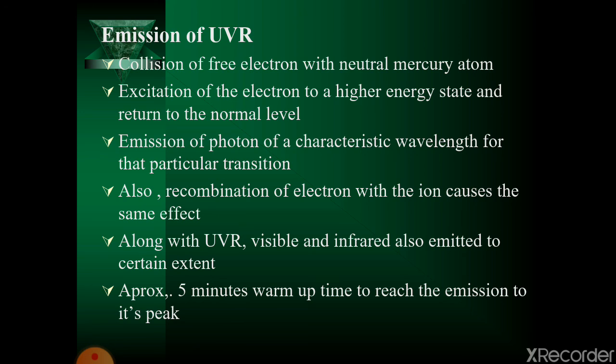Emission of UVR: collision of a free electron with a neutral mercury atom causes excitation of an electron to a higher energy state and return to the normal level, with emission of a photon of characteristic wavelength for that particular transition. Also, recombination of an electron with the ion causes the same effect. We can see infrared also, as it gets more time to produce heat. Along with UVR, visible and infrared are also emitted to a certain extent. Approximately 5 minutes warm up time is needed to reach the emission peak.